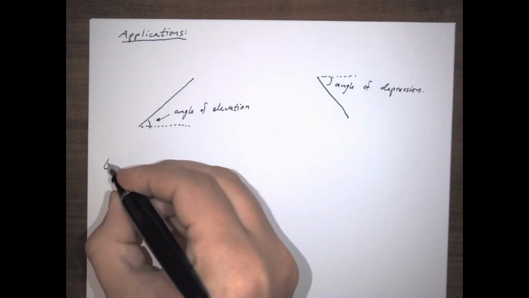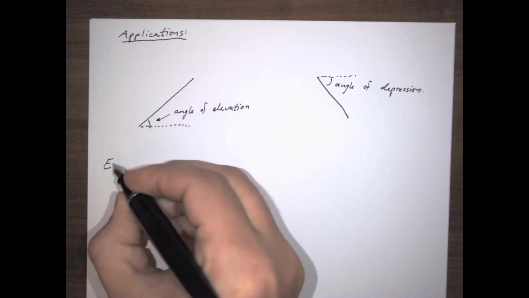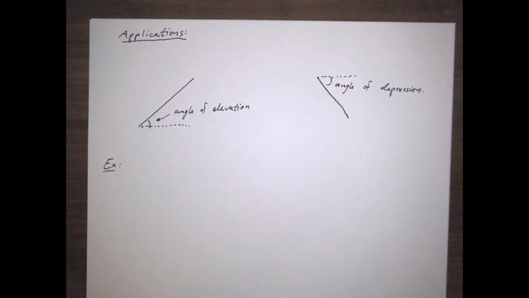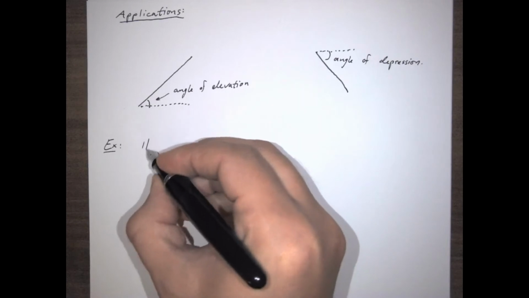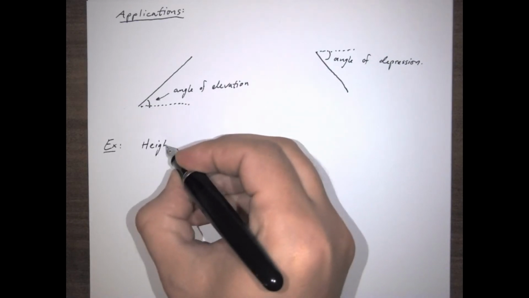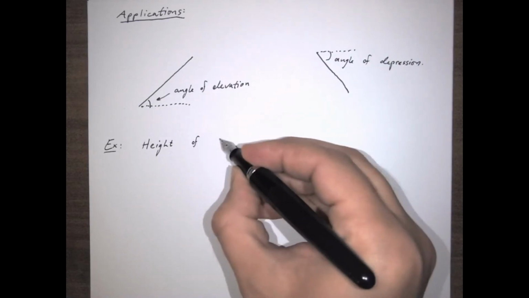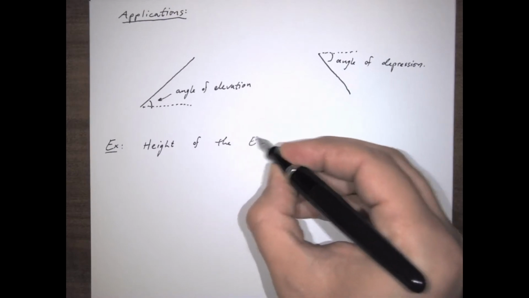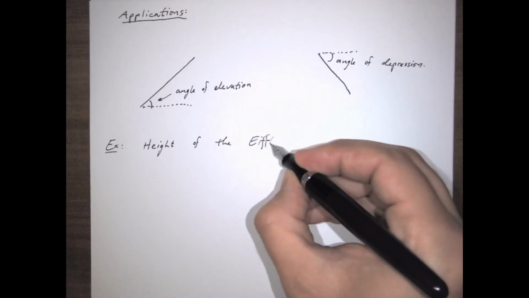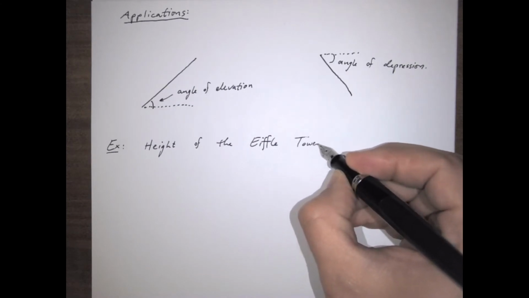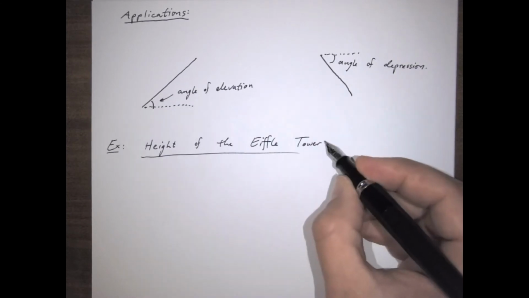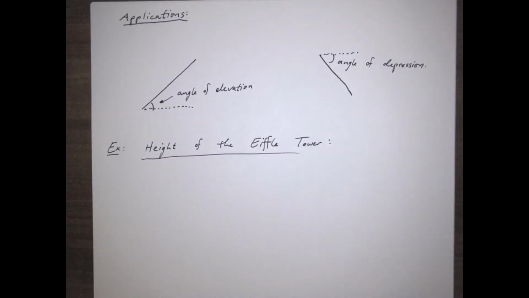And then what we'll just do in all of these, in all of the applications that we'll have, is we just take the information that's given to us, make a triangle, and use that. So let's say, first off, the height of the Eiffel Tower.